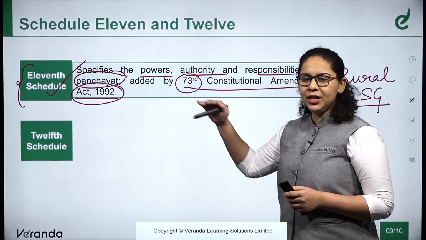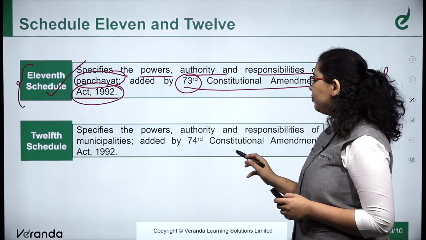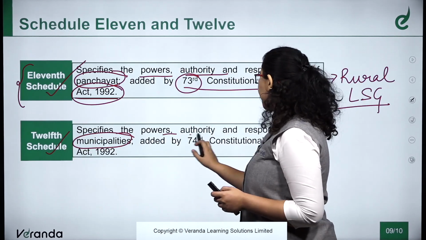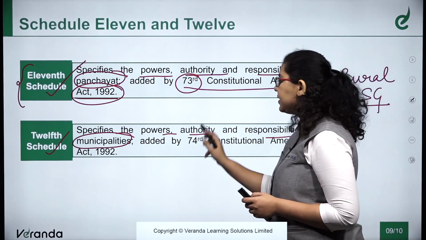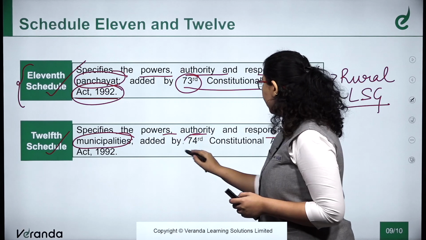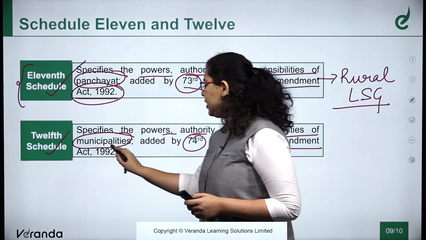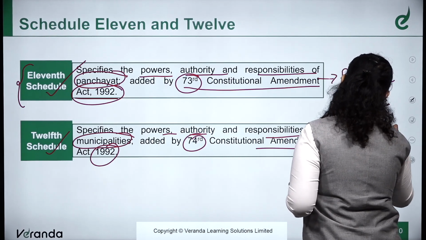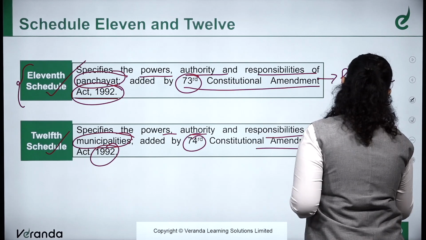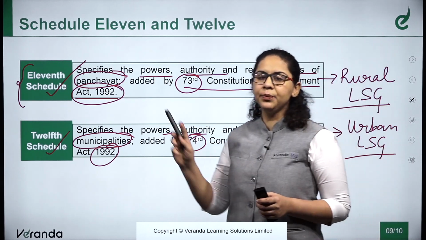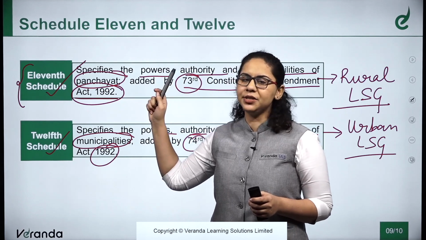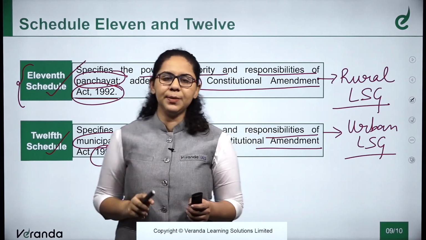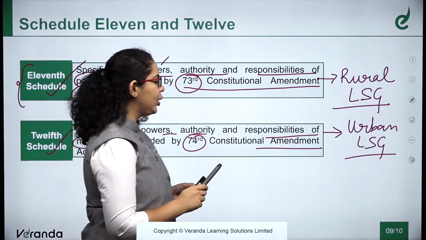12th schedule is similarly like 11th, but it deals with municipalities. The 12th schedule specifies the powers, authority and responsibilities of municipalities. It was added by 74th Constitutional Amendment Act 1992, and this schedule deals with urban local self-government. So in India we have 3-tier government. Rural local self-government, that is Panchayati Raj institutions, are dealt with 11th schedule, and urban local self-government, that is municipalities, municipal corporations, are dealt with 12th schedule.